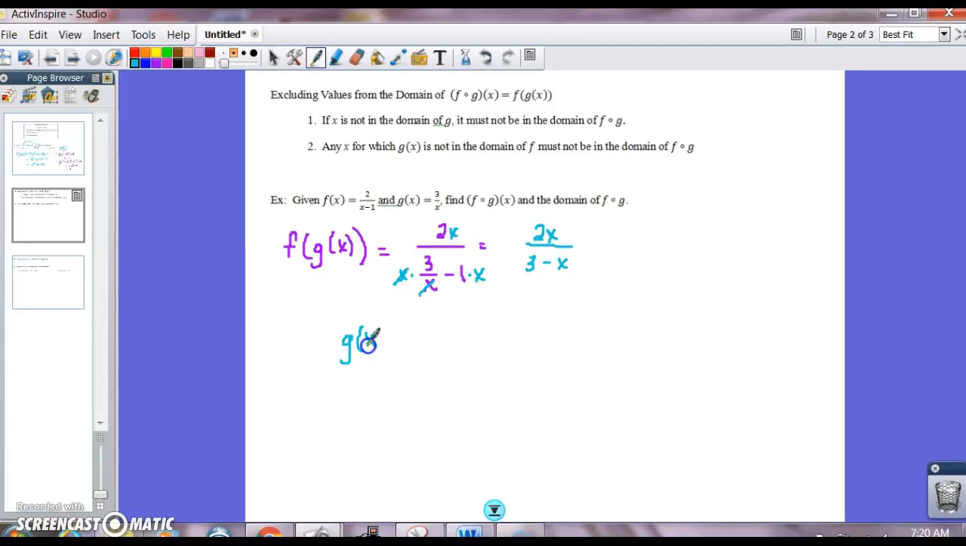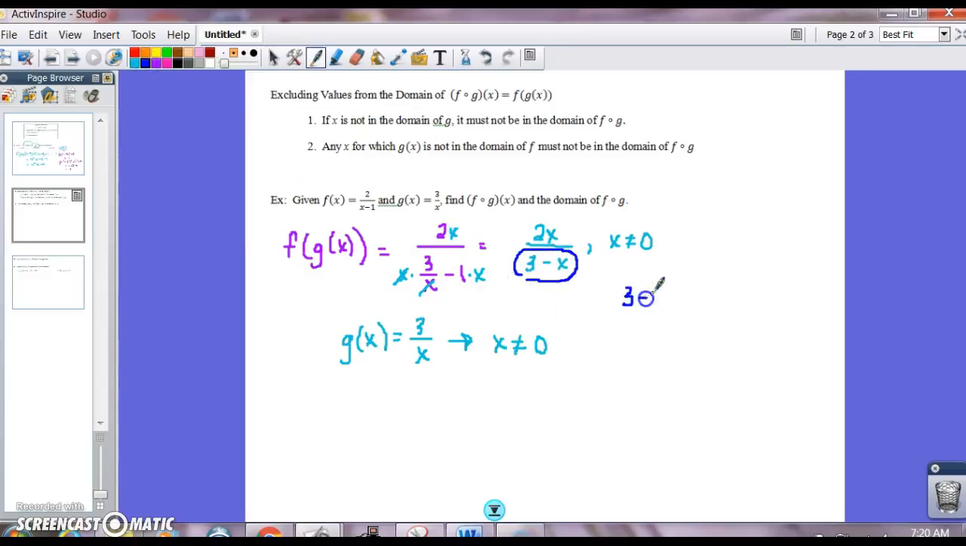So g of x is equal to 3 over x. Well, that means that x cannot equal 0. Okay, because x cannot equal 0, that's going to be one value that I exclude from my domain. The other value I need to look at is any x for which g of x is not in the domain of f of x must not be in the domain of f circle g. Okay, so the other value then that I need to exclude is when you look at this.